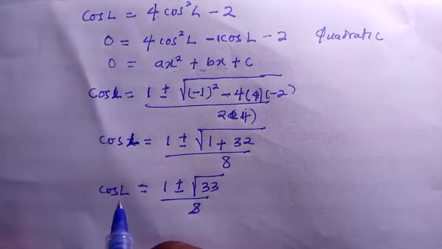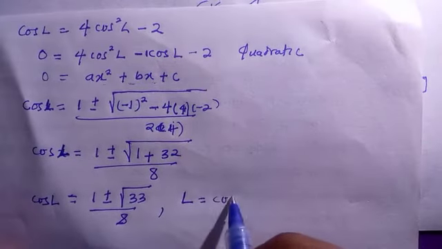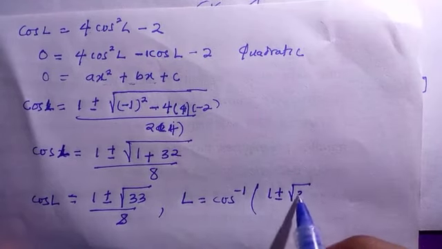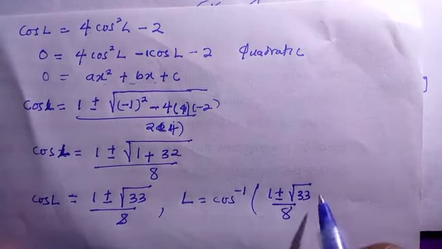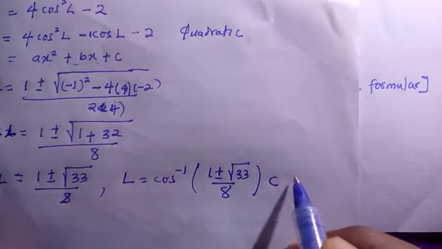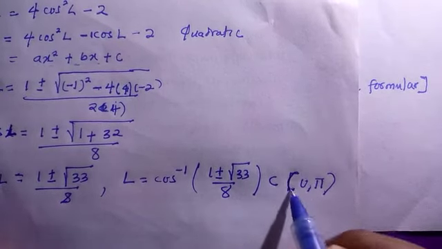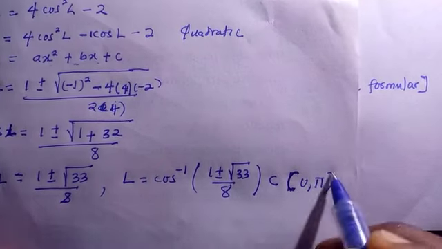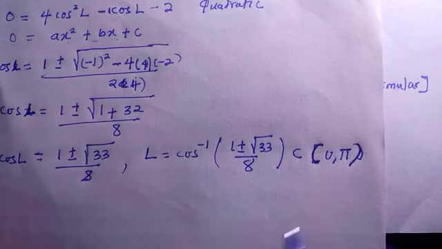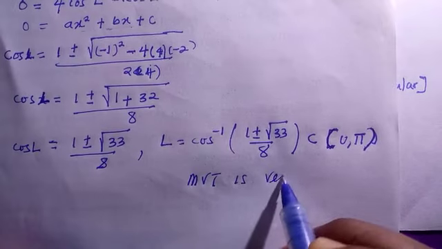So if you reach this stage when solving a mathematics problem, just take the cos inverse of both sides. The left hand side cos will cancel, then you transfer it to the other side, and here is the result we are going to have. And don't forget that if you plug this in a calculator, we are going to get the value, and that value must be in the range of 0 to pi. Which means that the mean value theorem is automatically verified.